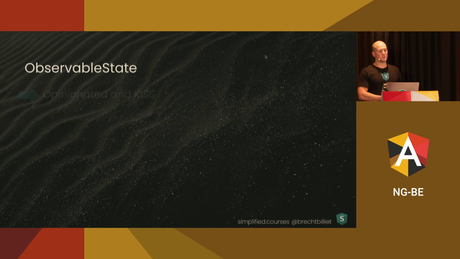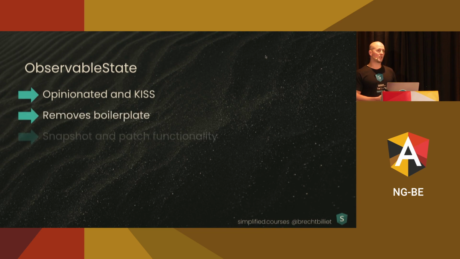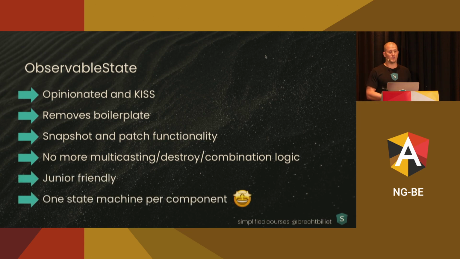So wrapping up the observable state, it's opinionated, keep it simple, it removes a lot of boilerplate code. It has a snapshot and patch functionality. We don't have to do multicasting. We don't have to clean up subscriptions. We don't have to do this combination logic, but we still can if we want to. It's junior friendly, and you have one state machine per component.